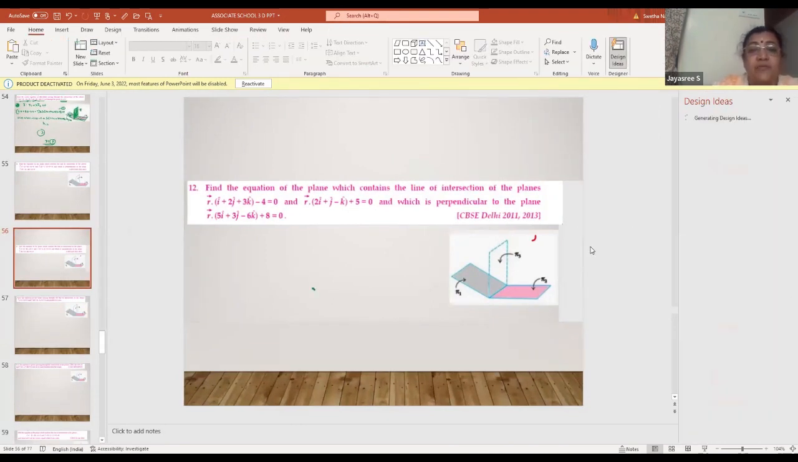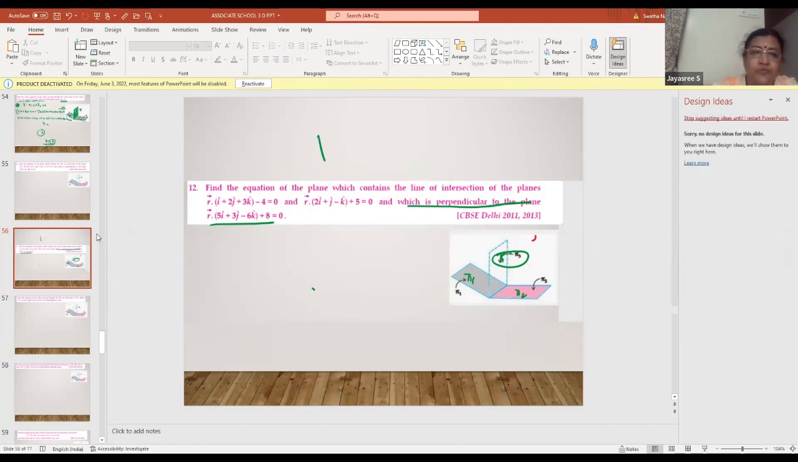Here I have the equation of the plane containing the line of intersection of the two planes, which is perpendicular to one plane. So this is our basic invitation card. Pi 1 and pi 2 are there, and pi we have to find. For the lambda finding procedure, they have given you the third piece of information: perpendicular to the plane.